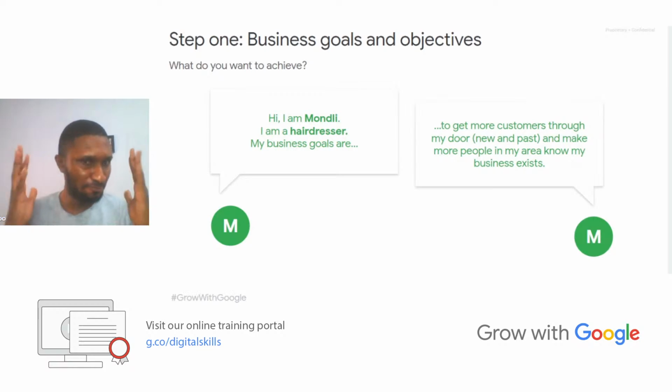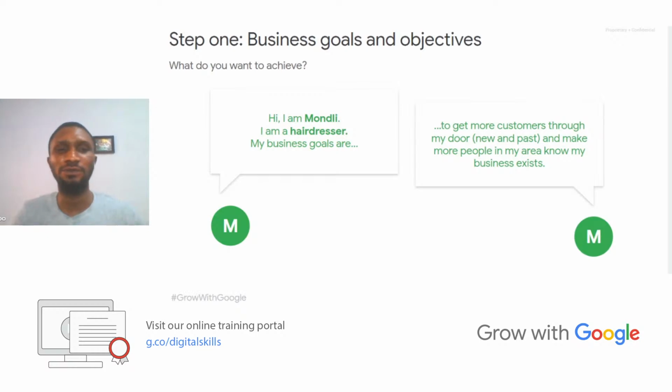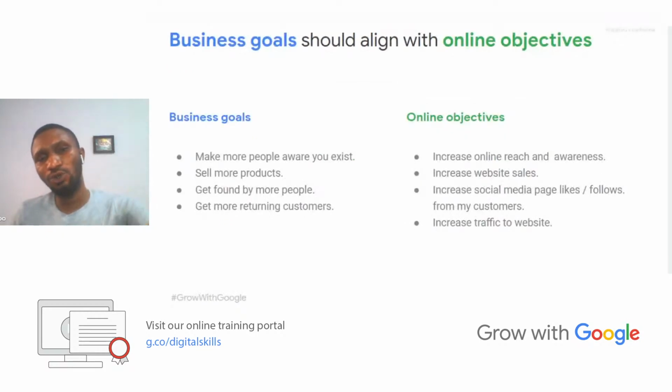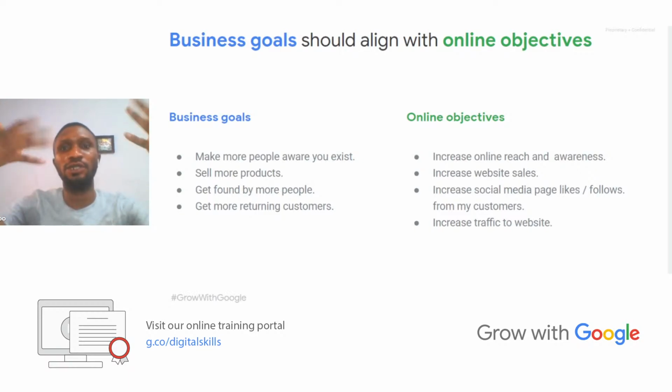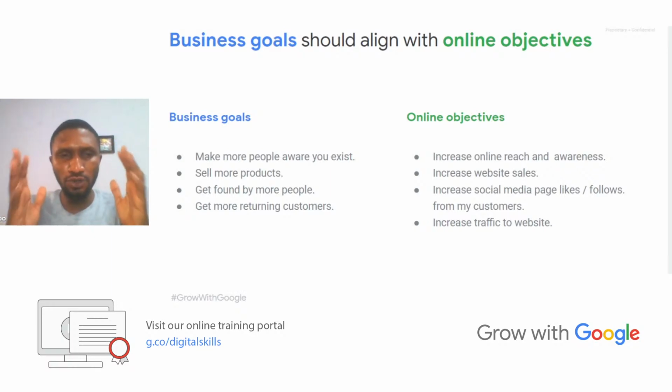Define your goal this way. Define your goal. You're not copying Monday's goal. Every business is unique. No two businesses are the same. So sit down, reflect, and define that goal and objective of yours. Your business goals should align with your online objectives. So there are various online objectives available. Business goal is broad. Your marketing might not be centered only online. Some people still leverage word of mouth marketing and so many other marketing mediums. But today we're talking about digital marketing and online marketing. So please do make sure your business goals align with online objectives.